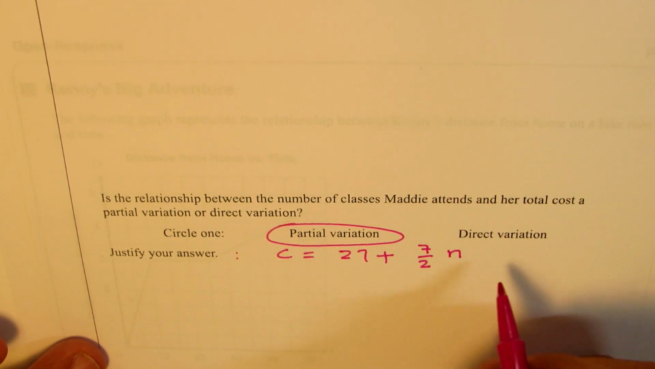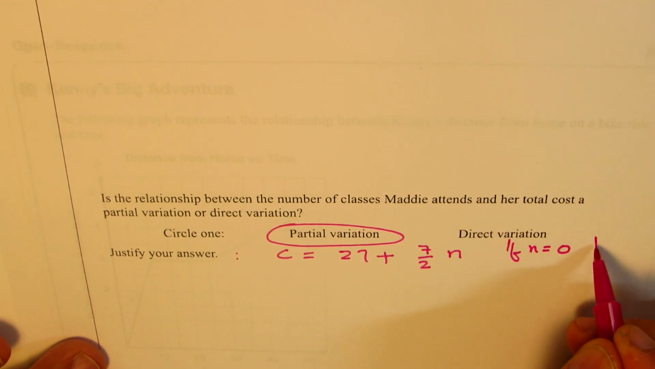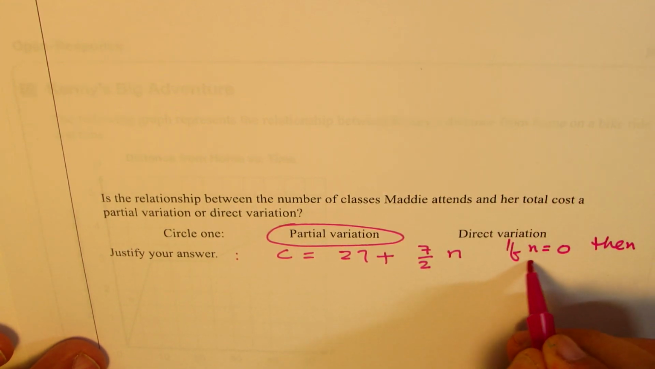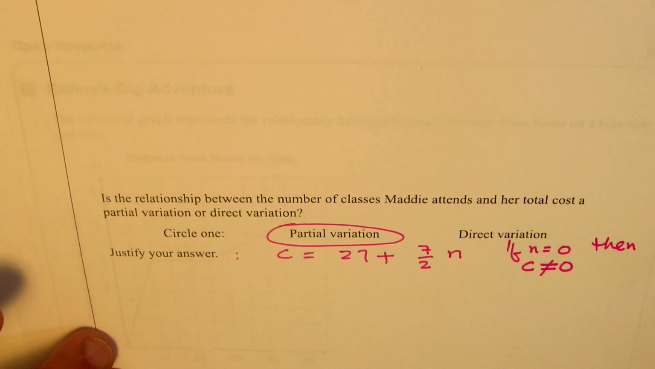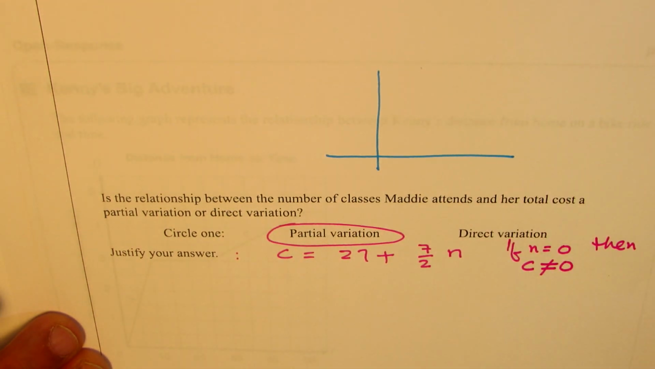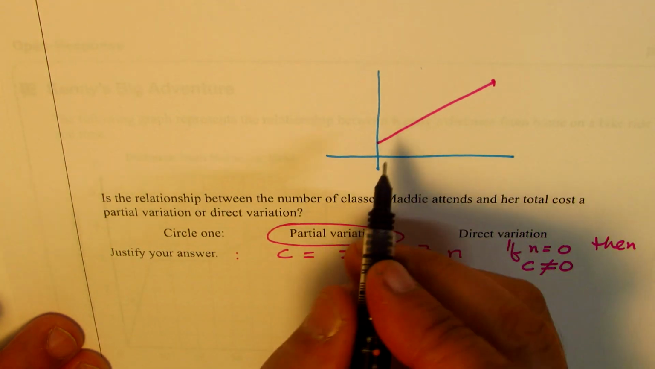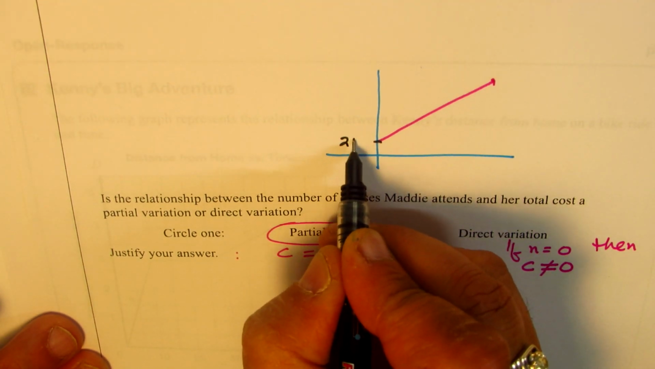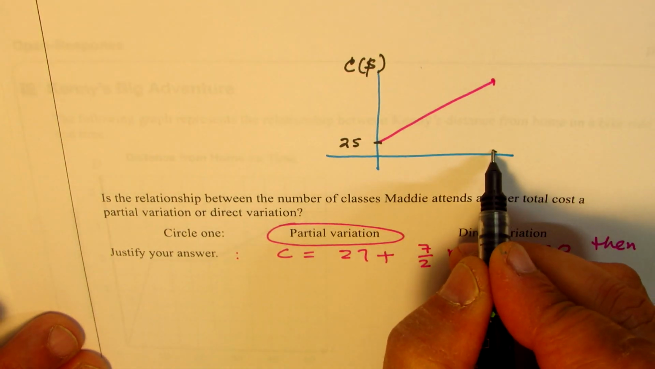So it is partial because if n equals 0, then C is not equal to 0, right? C should be 0 for direct variation. Since it is not equal to 0, it is partial variation, right? So if you sketch this graph, your graph will be kind of like this, where the y-intercept is going to be $25, right? The cost in dollars.